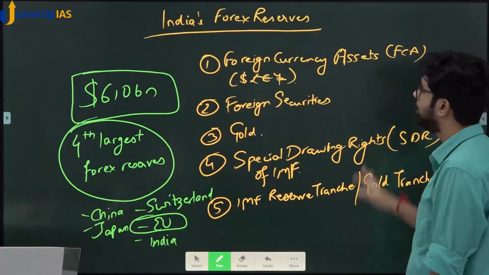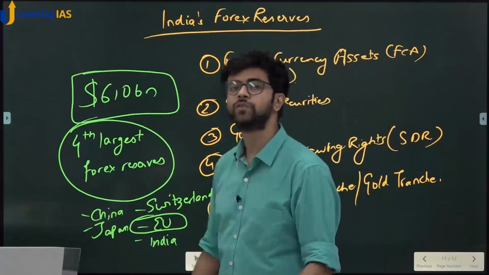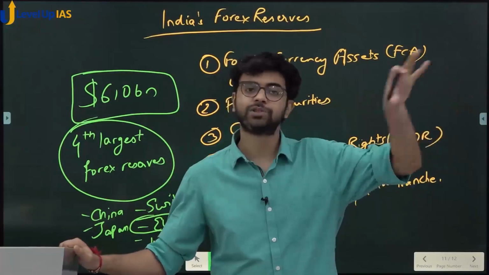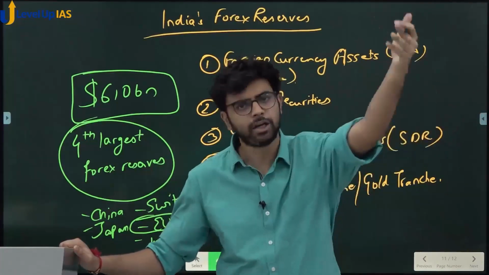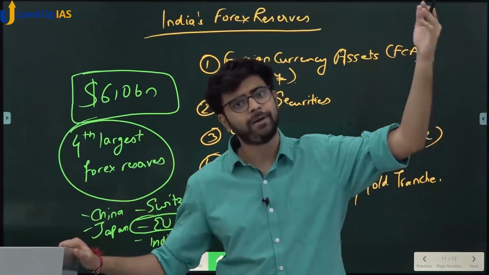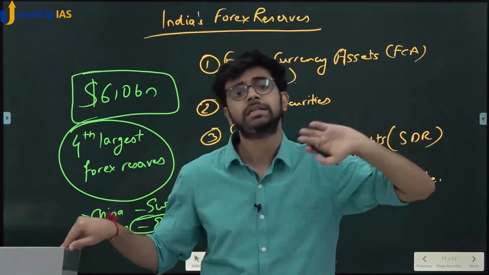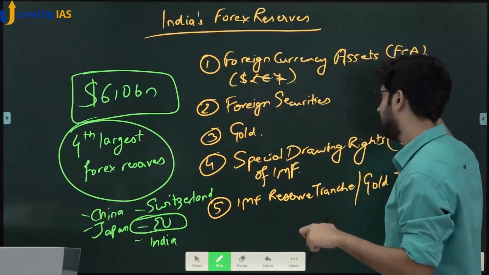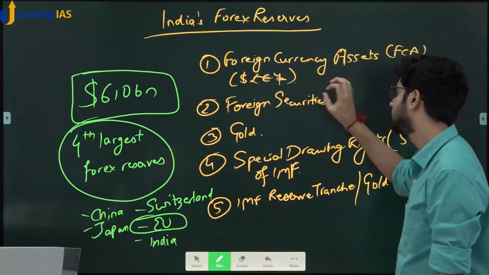So these are the components of India's forex reserves. Please do not confuse it with the components of India's external debt. Debt is loans from various sources: multilateral borrowings, bilateral borrowings, external commercial borrowings from World Bank, IMF, international institutions, all of that. This is what RBI has in its tijori. It has a lot of foreign currency assets, it has a lot of foreign securities, it has gold.